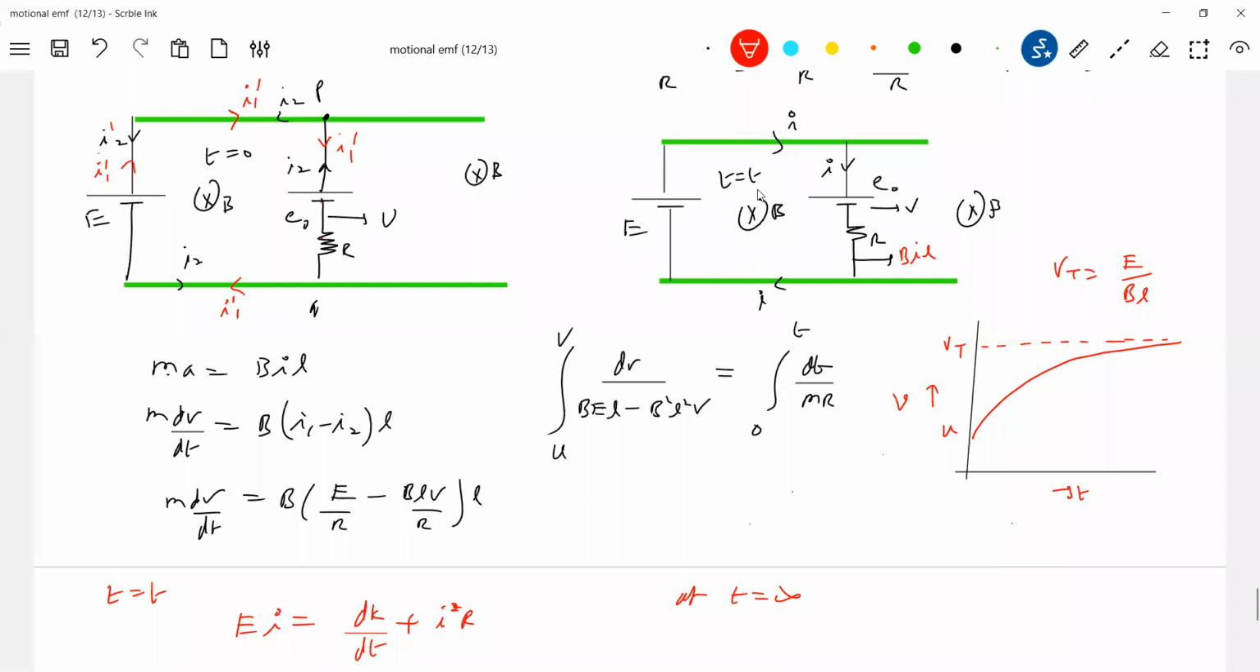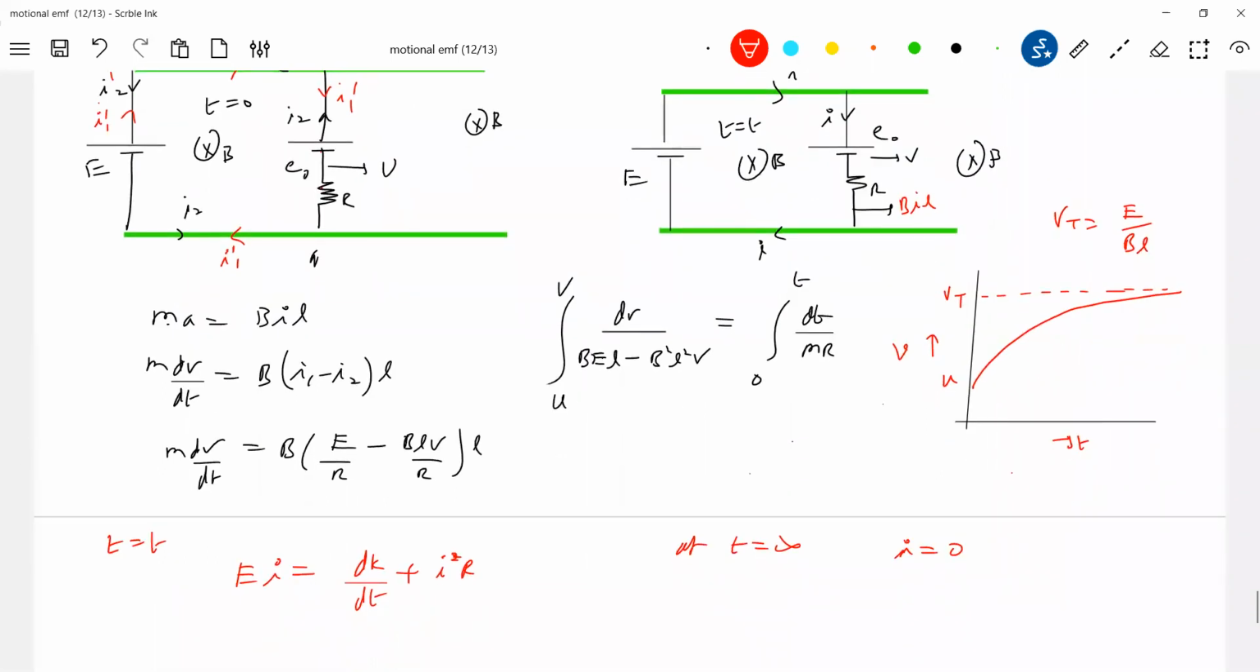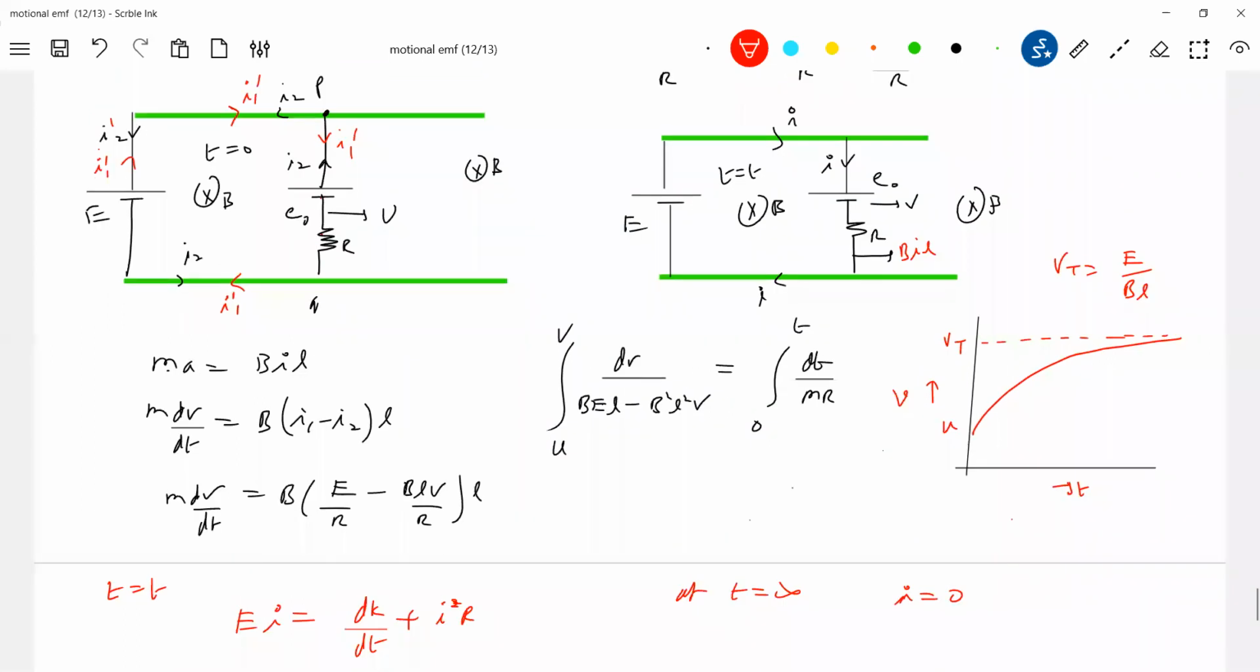After a long time, t equal to infinity, the current in the circuit will be 0. Then there is no current and no power generated by the cell. There will be EMF induced, but no current flows, and no power conversion will occur. After a long time, the EMF induced in the rod will become equal to that of the cell. So what is the net EMF? It will be 0, no current flows, and no heat will be generated. The rod will continue to move with a constant velocity.